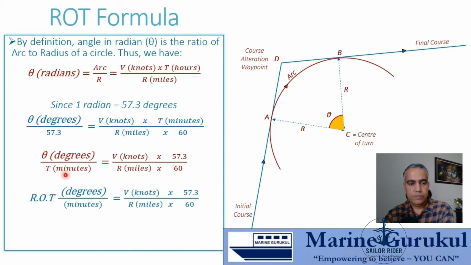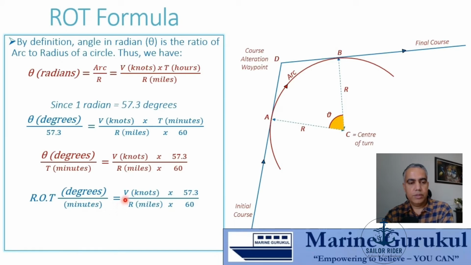Now the term which you see on the left hand side, that is theta degrees divided by t minutes. Theta is the angle by which the ship is turning and t is the time which the ship takes to complete the turn or the alteration. This is what is known as the rate of turn of the ship. So rate of turn is equal to degrees per minute. These are the units of rate of turn. The ship is turning at a rate of so many degrees per minute.